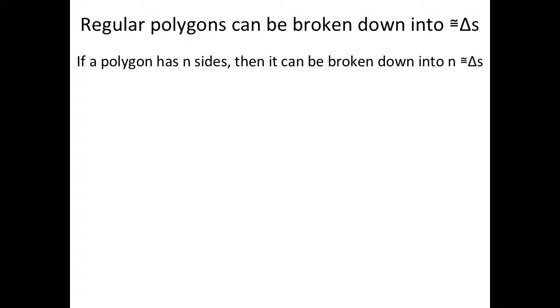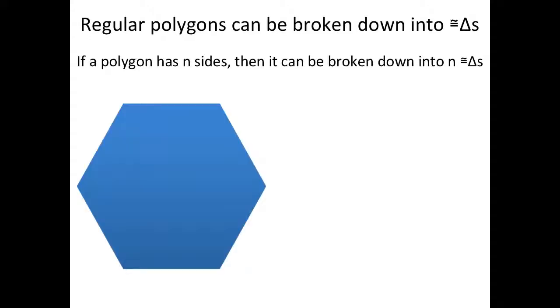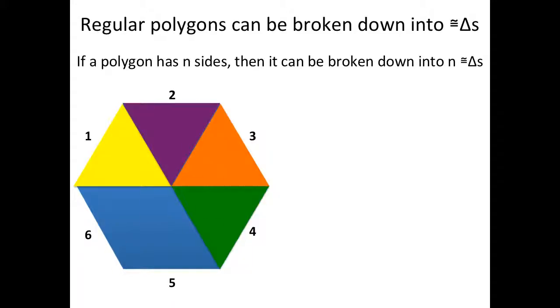If I take any regular polygon, I can break it down into congruent triangles. So if a polygon has n sides, it can be broken down into n congruent triangles. Let's start with a hexagon. It has 6 sides, 1, 2, 3, 4, 5, 6, and I can break that down into 6 congruent triangles. 1, 2, 3, 4, 5, and 6. So those 6 triangles together make up a regular hexagon.